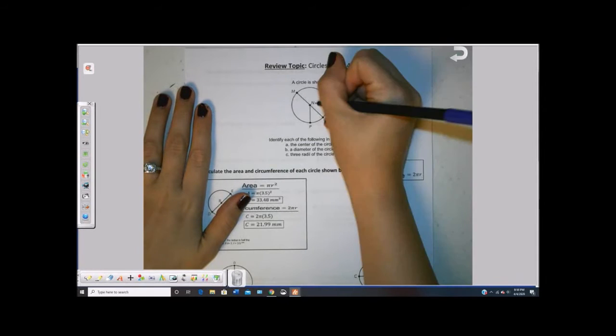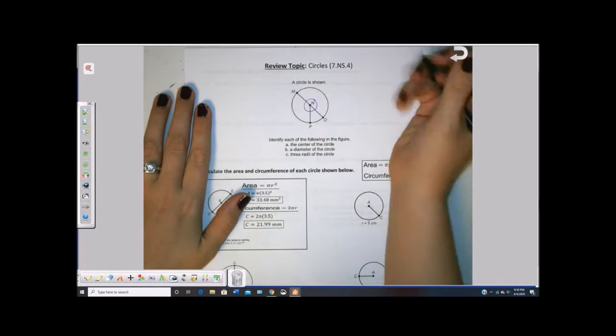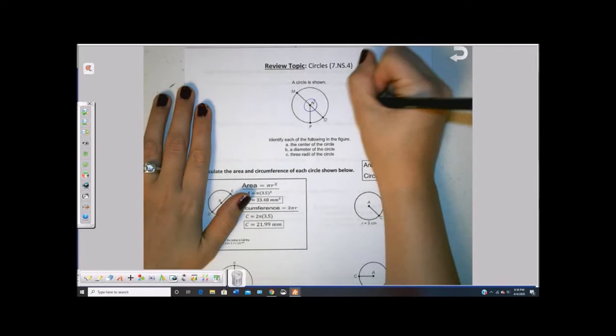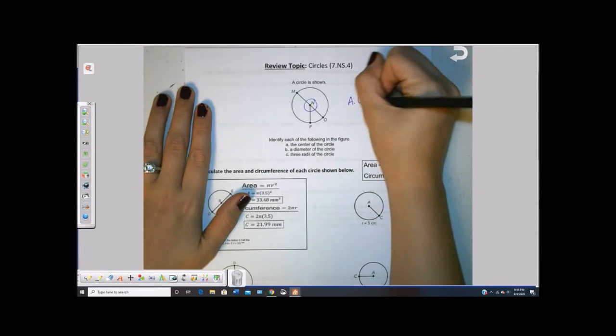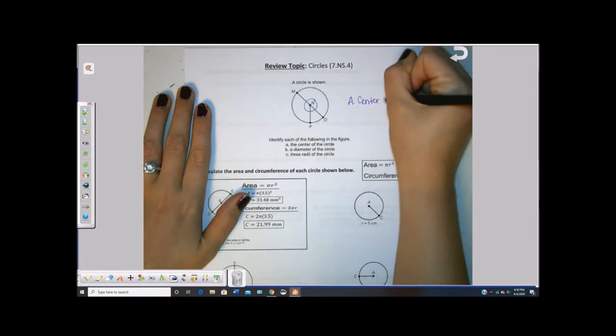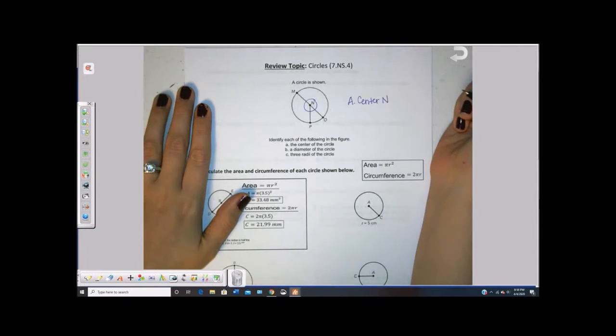So the first question was, what is the center of a circle? And remember, the center of a circle is that middle point. So the center for that is center N.